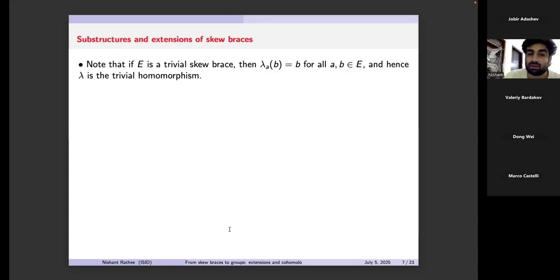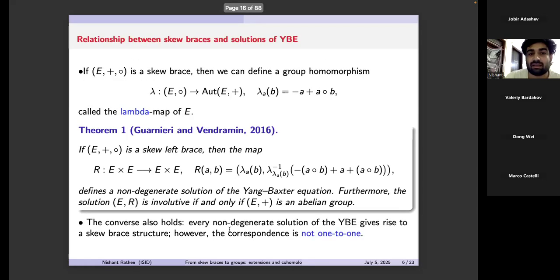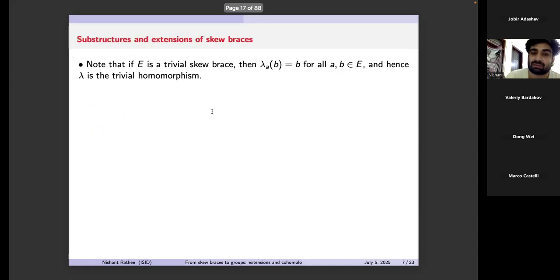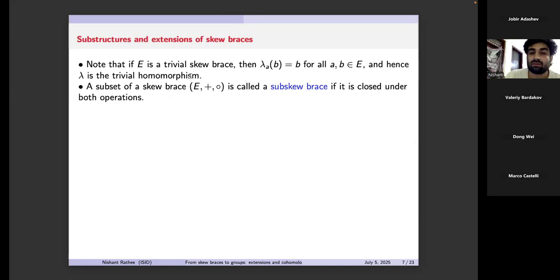Okay. Please note that if E is a trivial skew brace, then this minus a and this a will cancel out, and you're left with lambda_a(b) equal to b. So if E is a trivial skew brace, then this lambda map is just the identity map. So this lambda will be a trivial homomorphism. Now let me introduce you to the substructures in the category of skew braces.